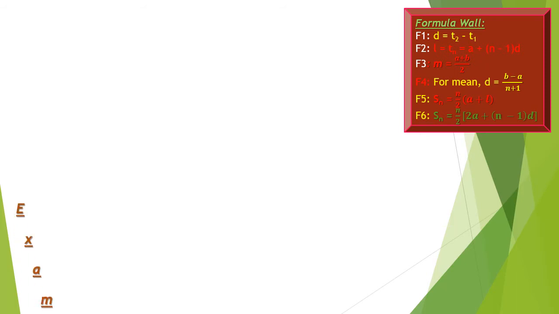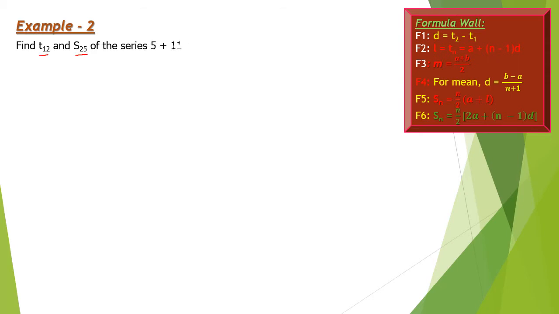Example 2, formula wall you can see on each and every question. So example 2, here we have to find the 12th term and the sum up to the 25th term. Okay, now the series is given. We can proceed as in the example 1 solution.